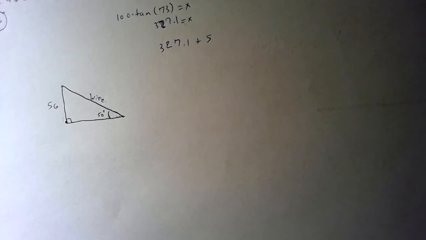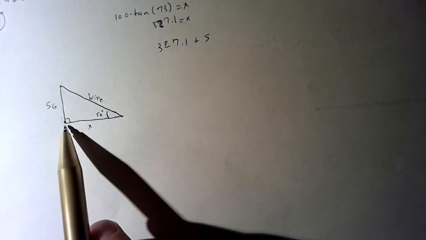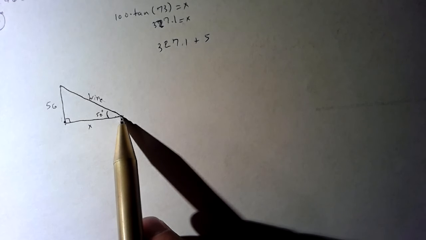Assuming that the tower is on ground level, how far from the base of the tower will the guy wire be secured to the ground? So it's saying how far from the base of the tower. That means we're solving for this side, because this is representing the distance from the base of the tower all the way to where the guy wire is in the ground.